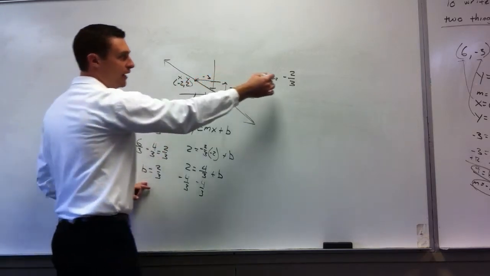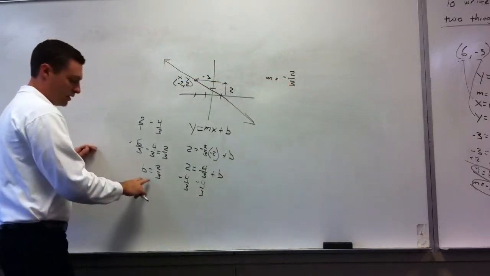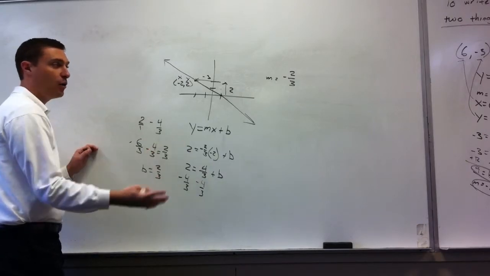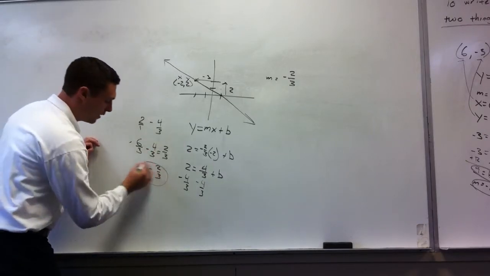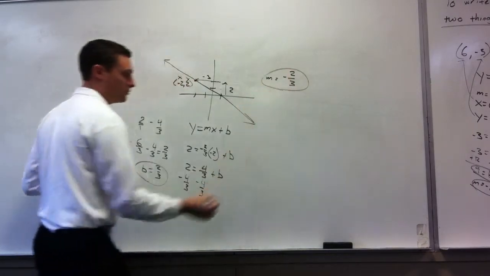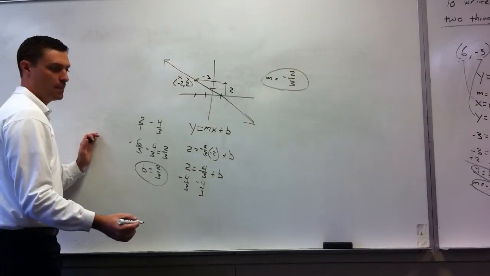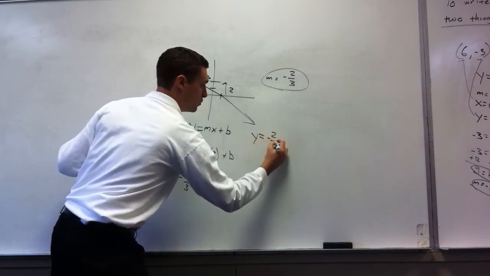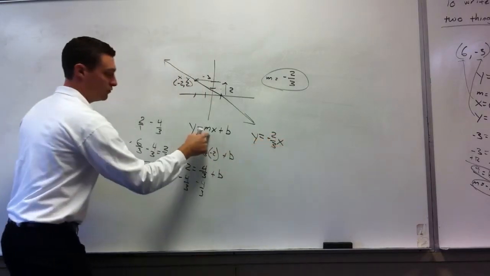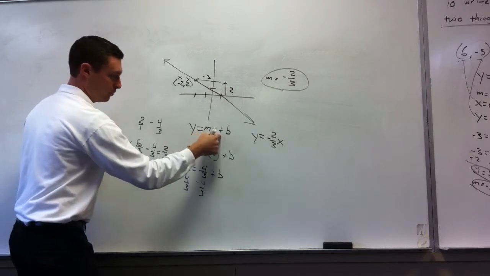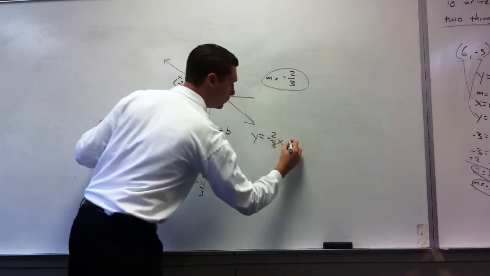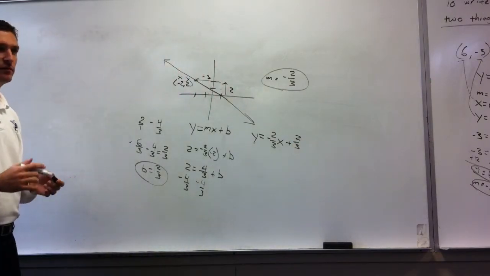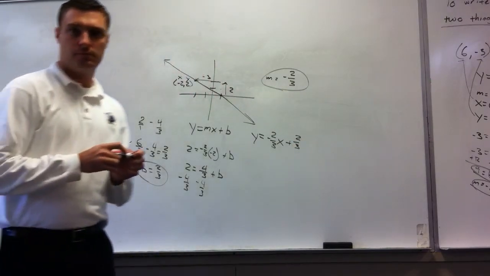So now I know my slope is negative 2/3, and my y-intercept is 2/3. So what would my equation be? If here's my b and here's my m, what's my equation going to be? y equals -2/3 x. I do my slope. y equals negative 2/3 x plus 2/3. And there's my equation from a graph. Catch that.